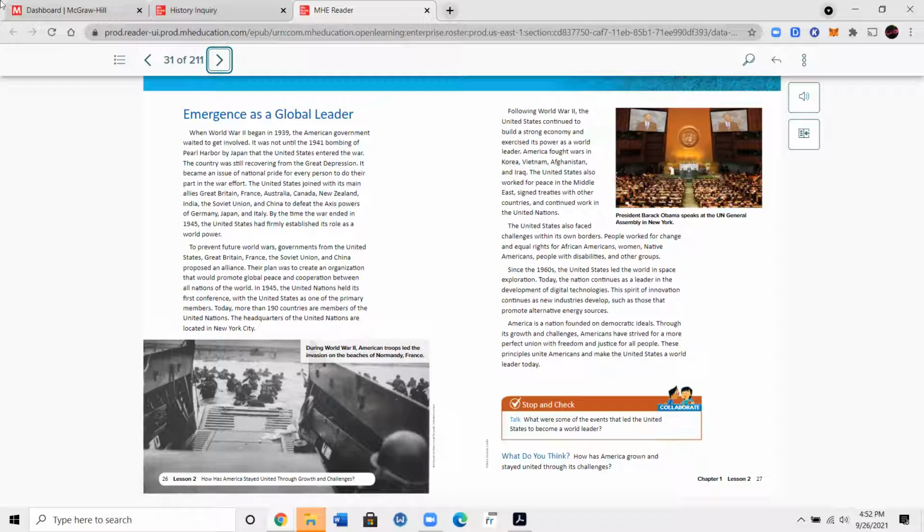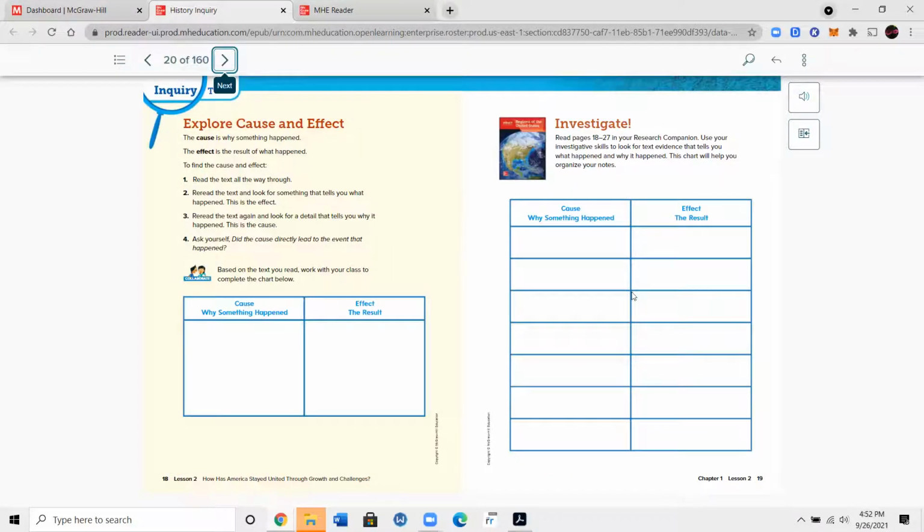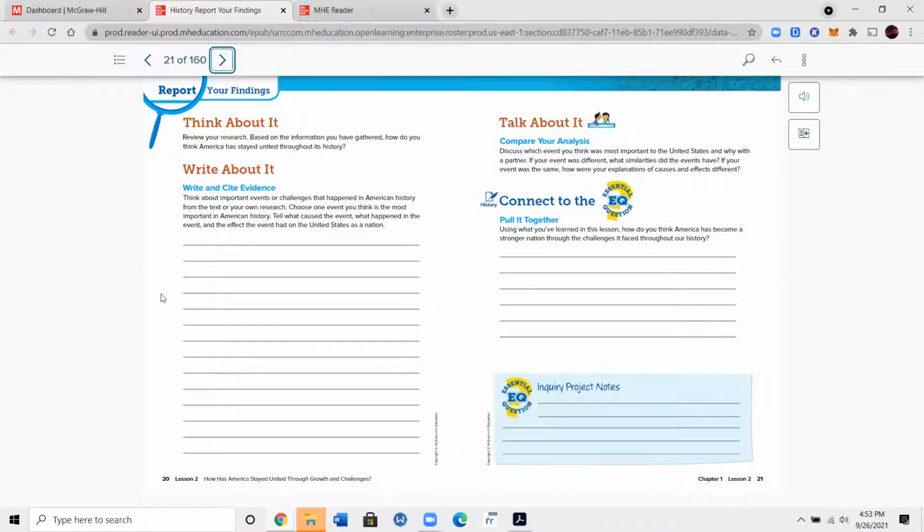So now that we've completed our reading, you can go ahead and pull some of the text evidence, some of the examples that you found from the reading, to put into your cause and effect graphic organizer. So we did go over many causes and effects. Go back through one page at a time, and you can start listing some of the ones that you thought were most important. Once you've completed that, we're going to jump onto page 20, and we're going to review the research that we made based on the information that you gathered. How do you think America has stayed united throughout history?